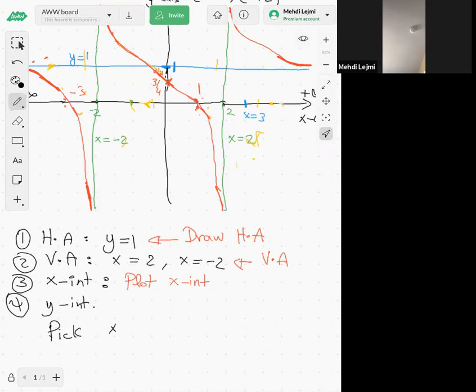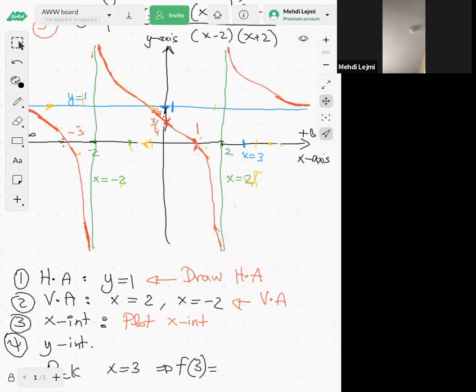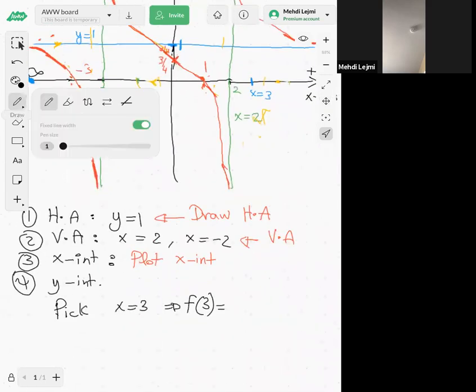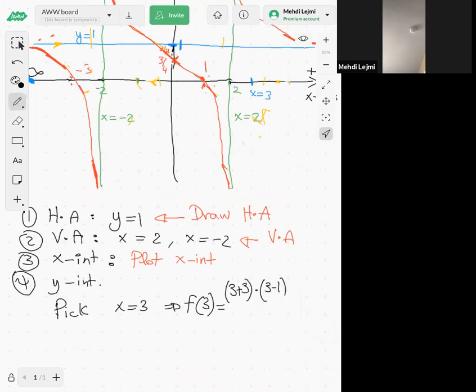So if you pick x equal to 3, what will be f of 3? You plug 3 in the function f, and my function f is (x plus 3) times (x minus 1) over (x plus 2) times (x minus 2). So that will be (3 plus 3) times (3 minus 1) over (3 plus 2) times (3 minus 2). So that will be 6 times 2, that's 12, over 5 times 1, that's 12 over 5. So the image of 3 is 12 over 5.